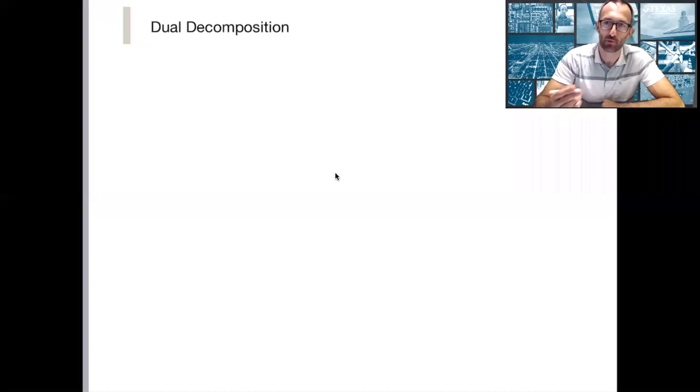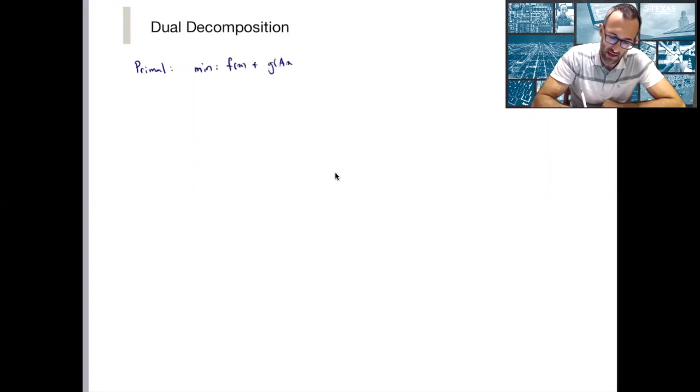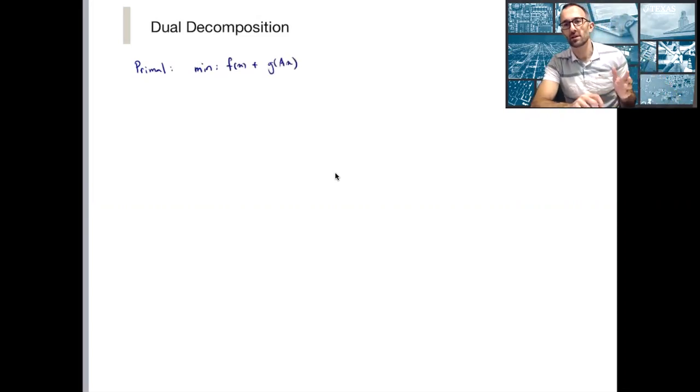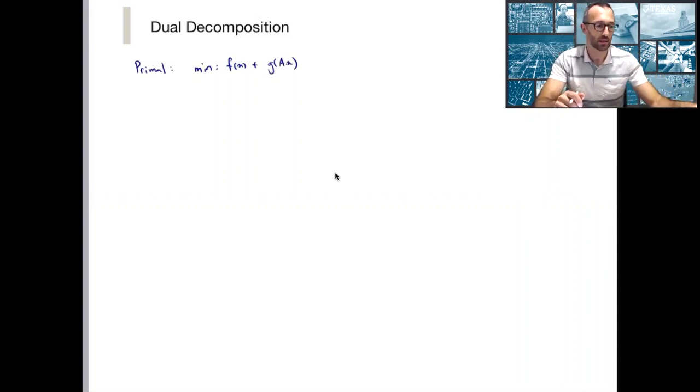Our primal problem has this form that we've been talking about now for a few lectures: minimize f of x plus g of Ax. We've seen a number of different applications of this particular formulation. Obviously, we don't want to be limited to problems with just two functions, but this can capture many of them.